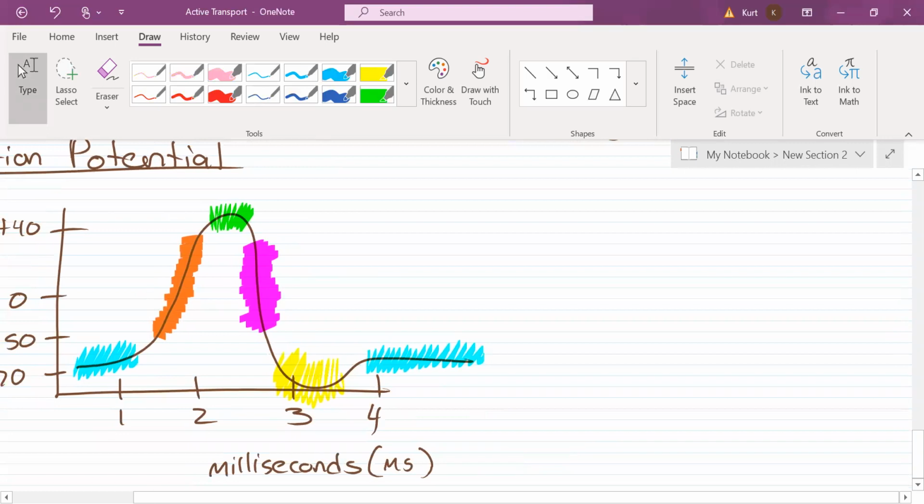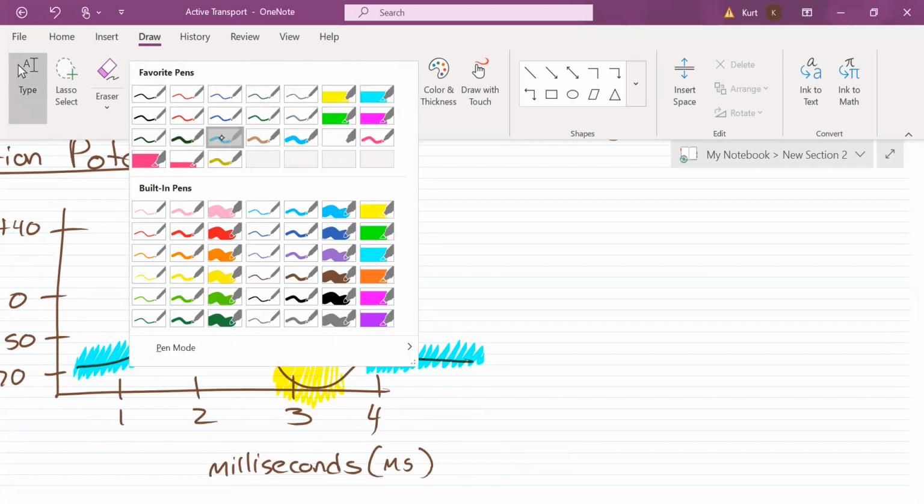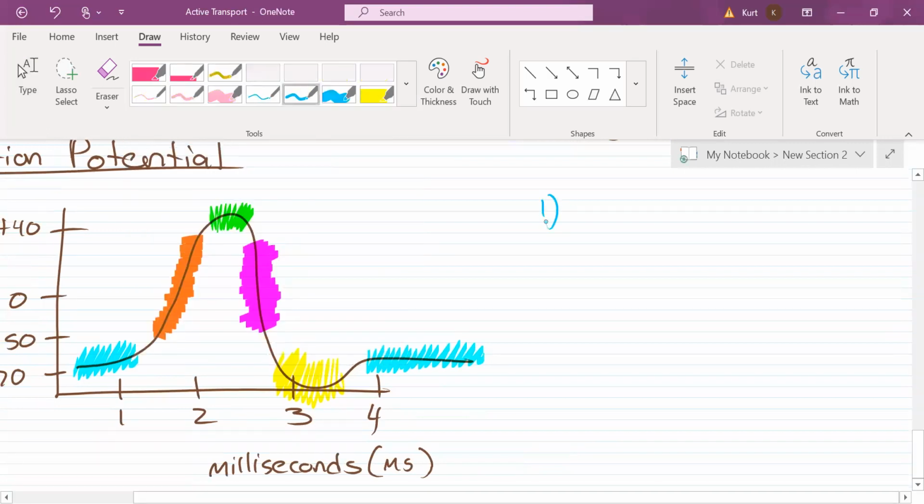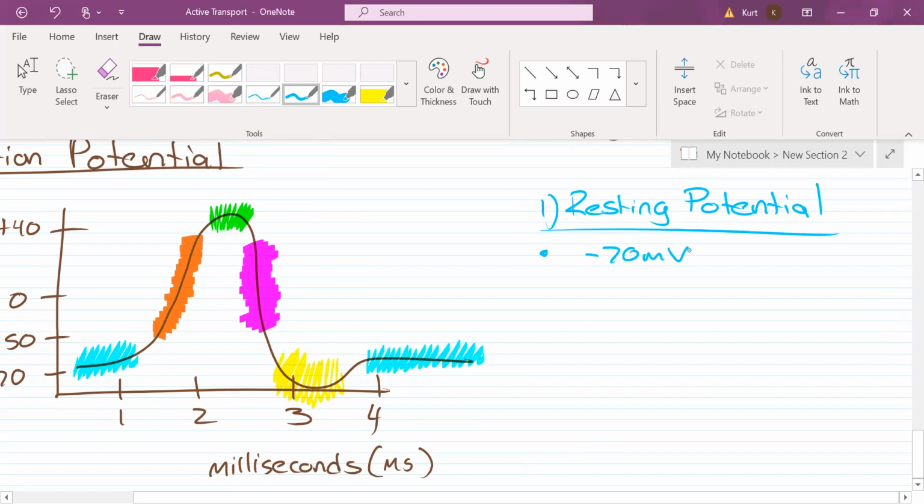So here we go. I'm going to try to keep this color coordinated. Number 1. This is all about sending a signal through your entire nervous system, either from your brain or to your brain. Resting potential. Here's what you need to know. It is at negative 70 millivolts. That's the inside of the neuron. A neuron is a nerve of the nervous system.